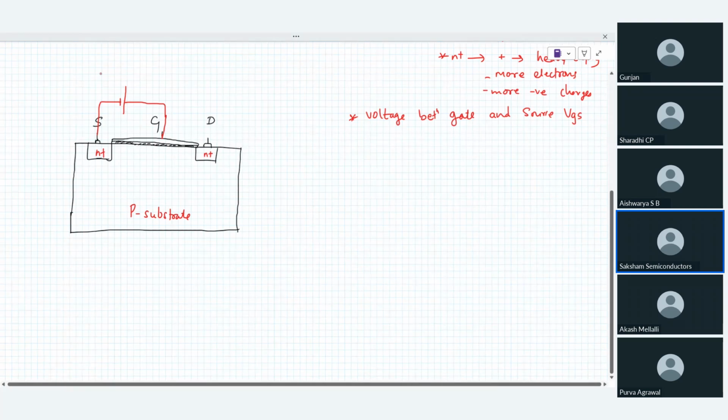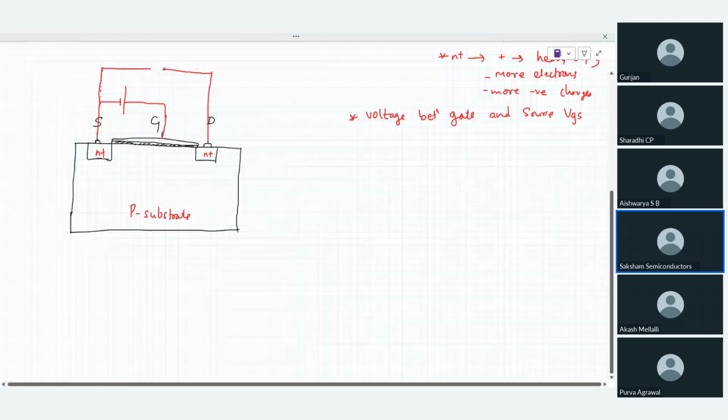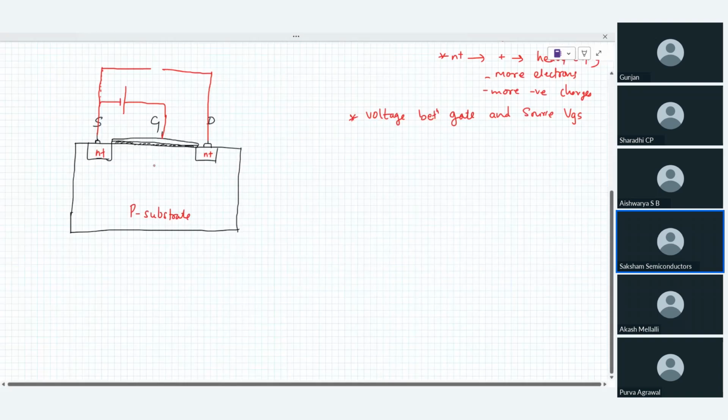Now, as of now, I'm not going to apply any voltage between the drain and source. I'm going to keep it open. For the time being, I'm just keeping it like this, ready for applying the voltage, but right now I'm not going to apply anything. Now, when I apply just VGS, let's say VGS equals 0.1 volt.